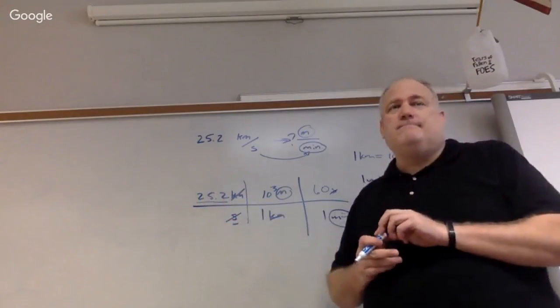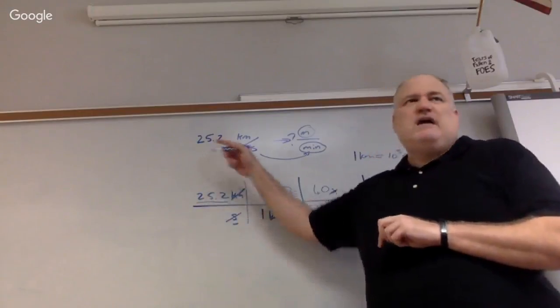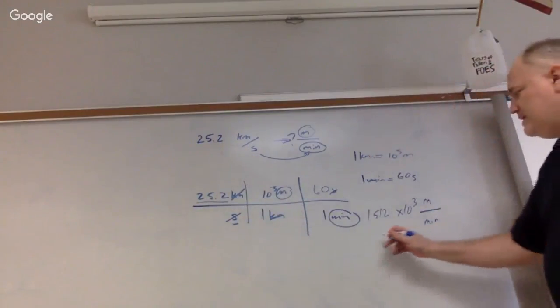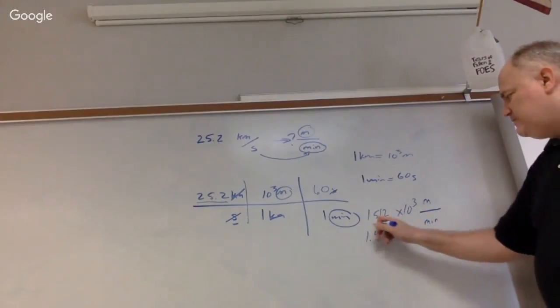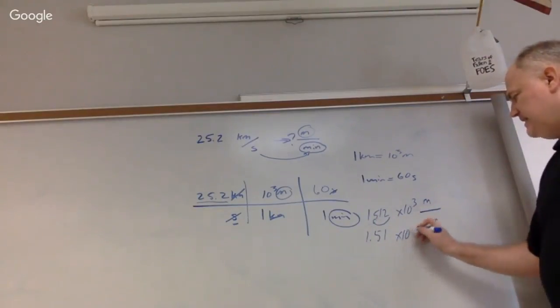But the numbers at the top? Yep, those have 3 significant figures, so my answer should have 3. So I'm going to make this 1.51 times 10. And didn't I shift the place over 3 places to the left? Yes. Times 10 to the 6.